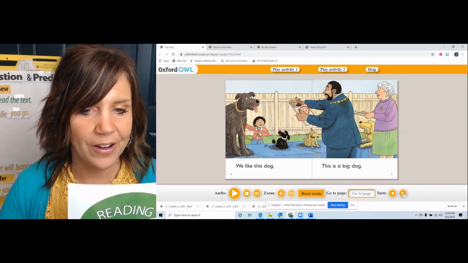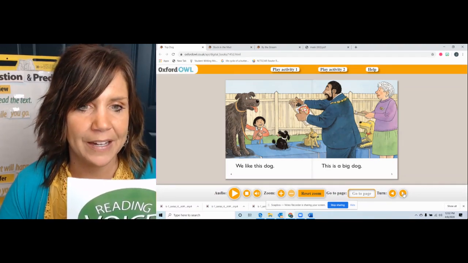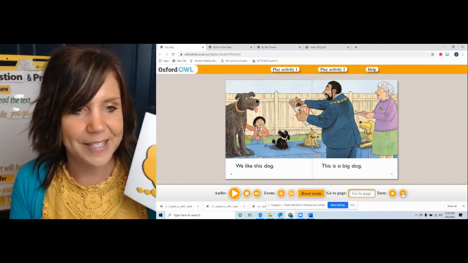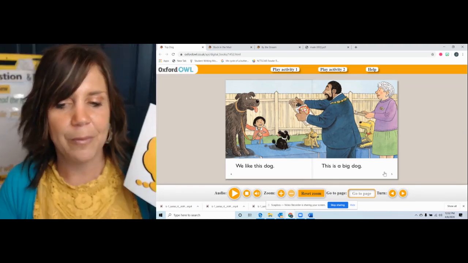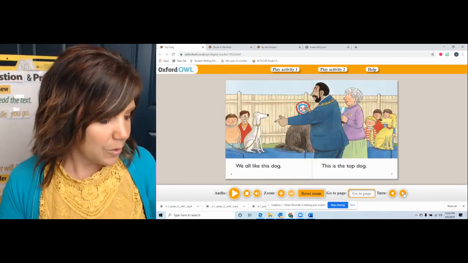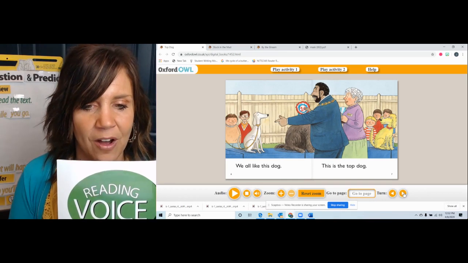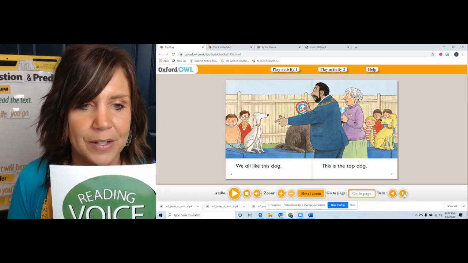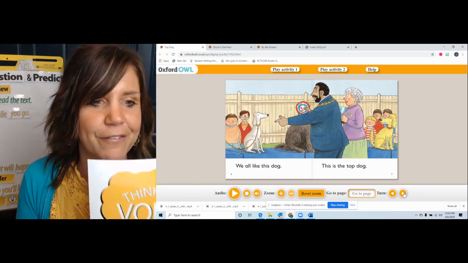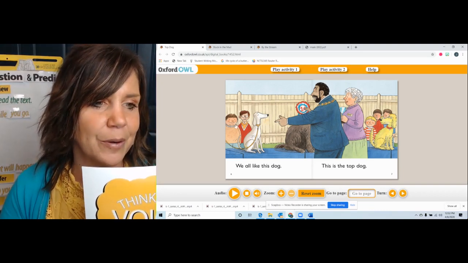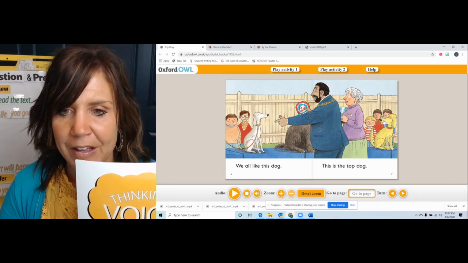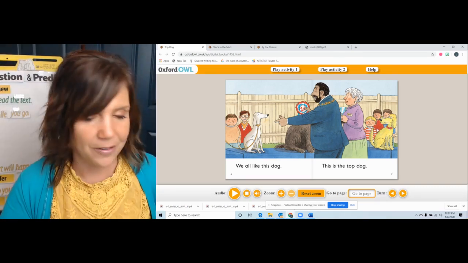We like this dog. This is a big dog. So the big dog got second place. That's what we predicted when we previewed the text, right? He got second. We all like this dog. This is the top dog. And they're pointing to the white dog, right? And he's getting first place. And look, they look pretty proud, and the dog looks proud, right? And remember, we were thinking, oh, they look kind of sad, don't they?